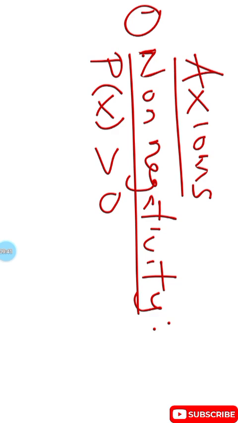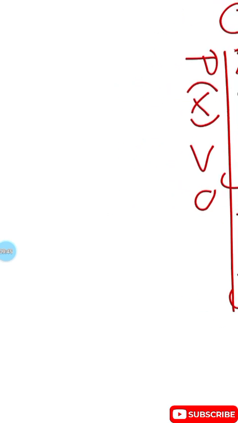Probability cannot be negative. The second of it is called the boundedness property.